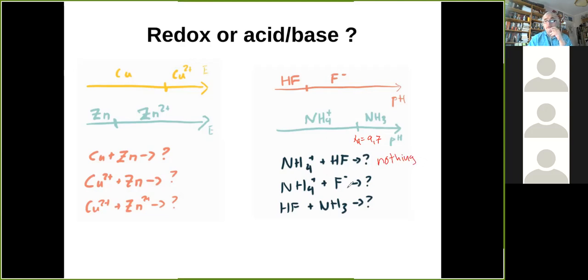Ammonium ions and fluoride ions then. Well, they also have a certain area where they overlap. They have a common existence area. And I think then probably nothing happens, or not very much at least.